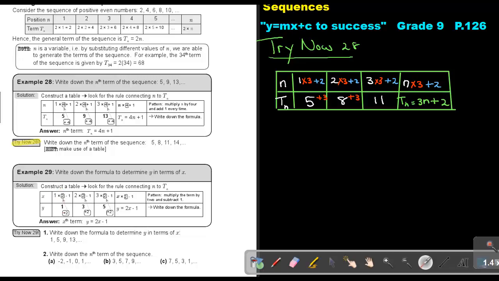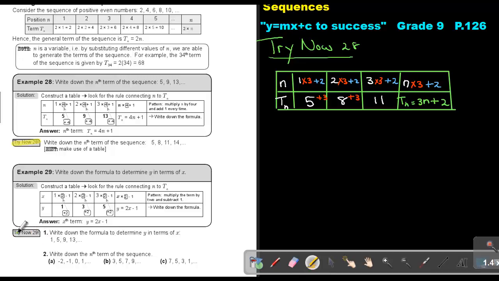So take 1 and multiply by 2, then you get 2. What must you do to get 1? You subtract 1. Let's see if it's working. Multiply 2 is 4, minus 1 is 3. 3 times 2 is 6, minus 1 is 5. So they say 2x instead of n, we just say x, and they subtract 1. Okay, I want you to do Try Now 29.